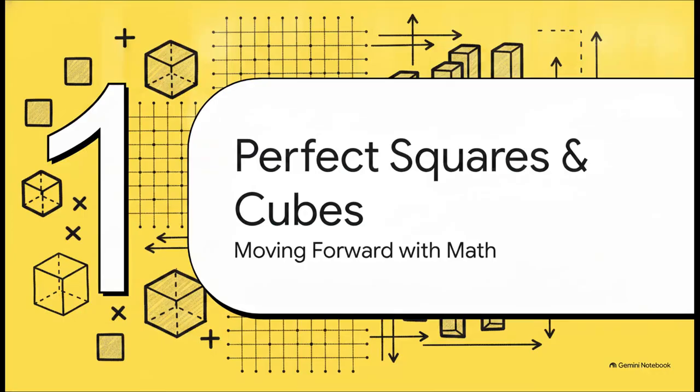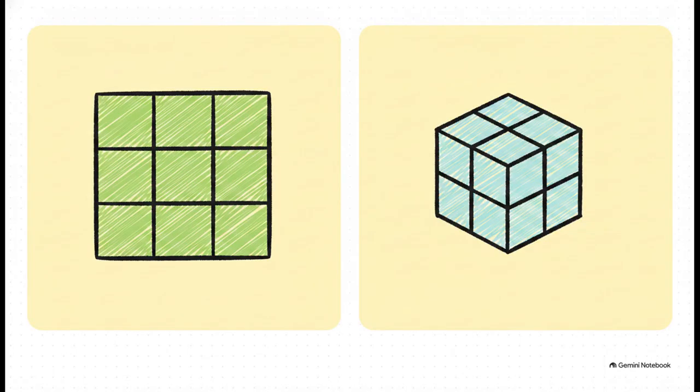Section 1. Perfect squares and cubes. Moving forward with math, I want you to think about the physical difference between a 2D perfect square and a 3D perfect cube. This takes that kind of abstract idea of multiplying numbers and turns it into, well, flat floor tiles and physical storage boxes.